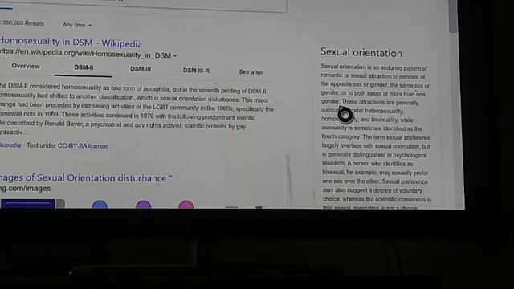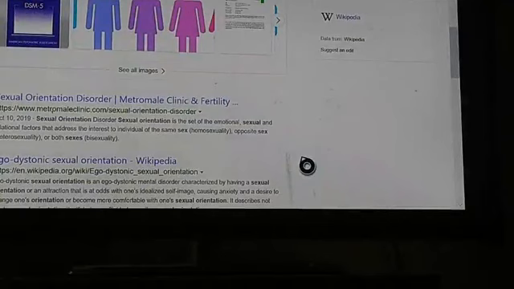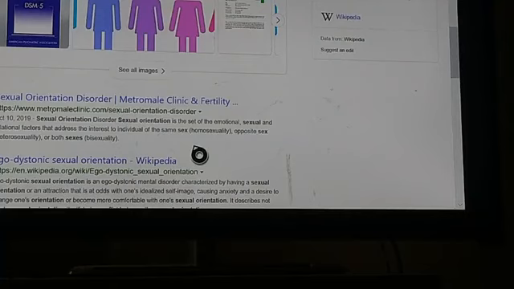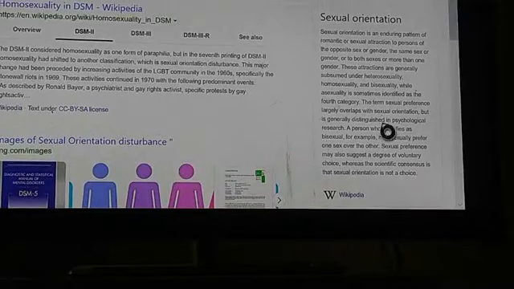So what they did was they basically just renamed it. It's basically just another name for homosexuality. Sexual orientation disorder. Sexual orientation is a set of emotional, sexual, or relational factors that address the interest of individuals of the same sex, opposite sex, or both sexes. Sexual orientation is an enduring pattern of romance.